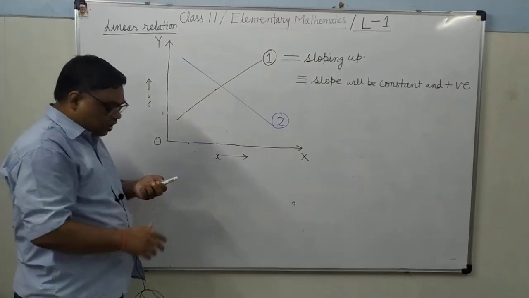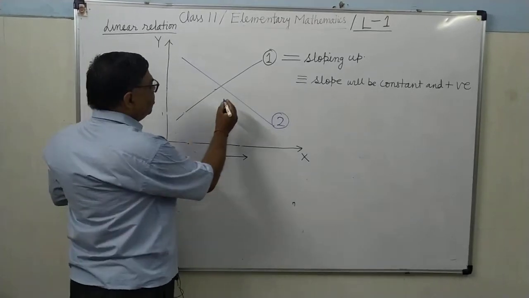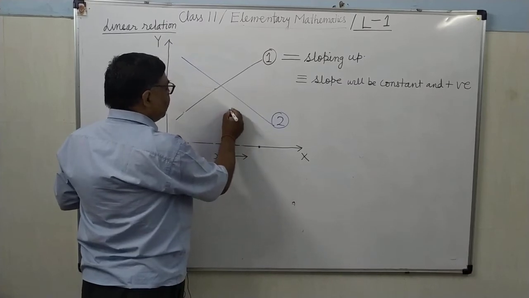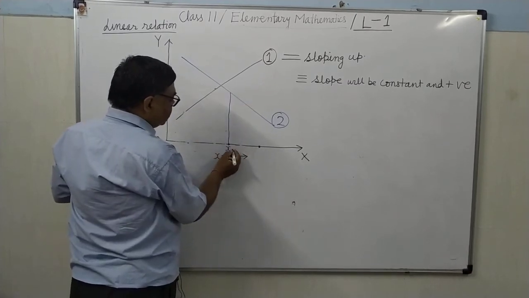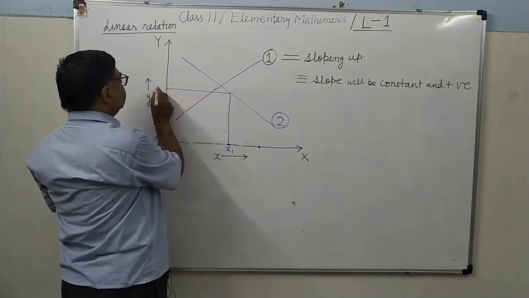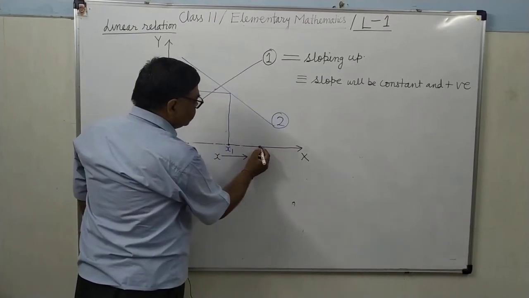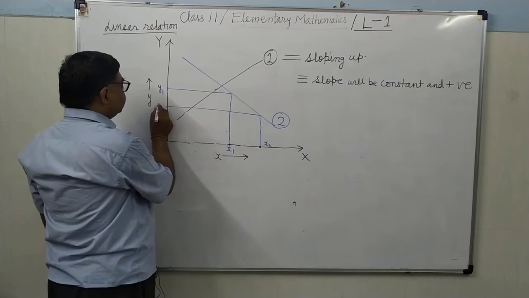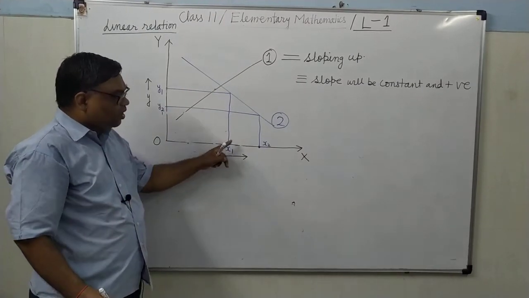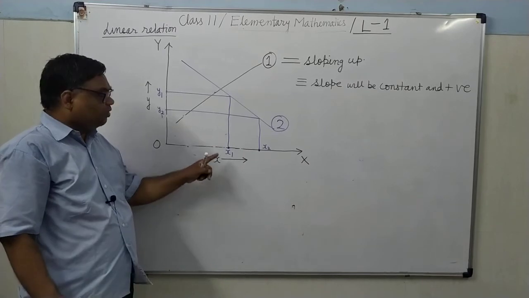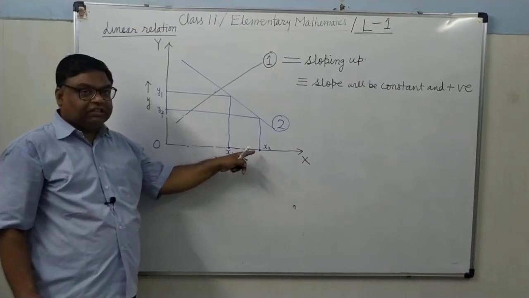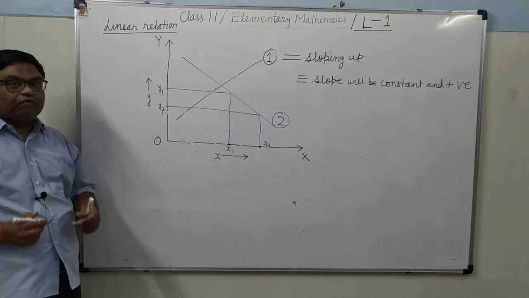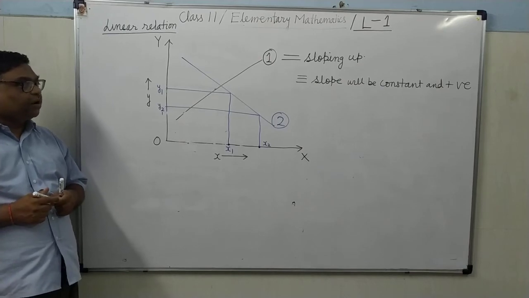Yes, now you take 2 points here. One point I have taken is this and the other point is this. You see here, for this value of x, what is the value of y? This. Then for this value of x, x2, what is the value of y? It is this. You can see here, when the value of x is increasing from x1 to x2, the value of y is decreasing. So here the slope will come out negative.